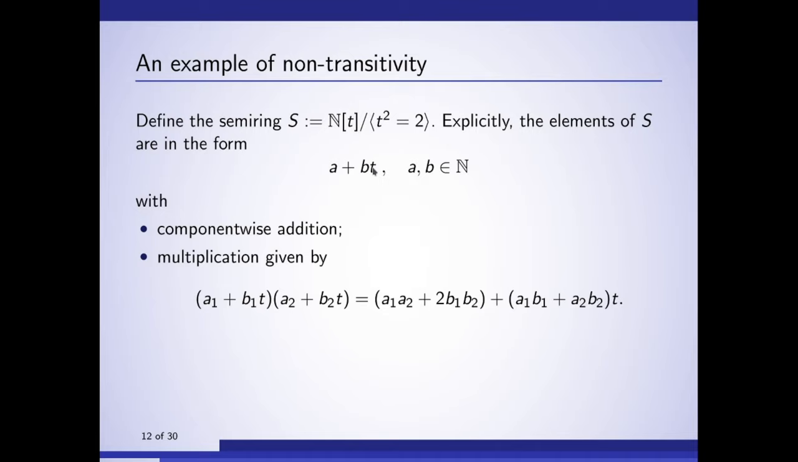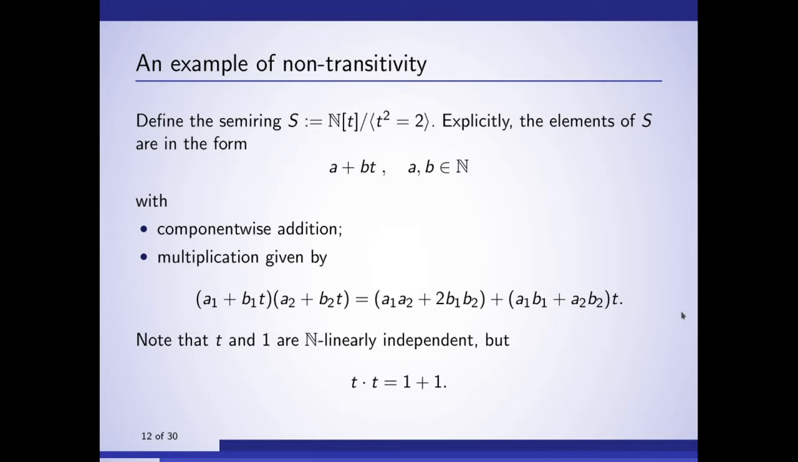So for us, instead, first of all, we want natural numbers, not real numbers, and t squared is 2, not negative 1. We don't have negatives, okay? t squared is 2, okay? But for the rest, there are little sums like this. So, of course, you can sum them by just adding the non-t part and the t part, just like real and imaginary parts. And the multiplication is, as usual, using the distributive law, except that t squared is 2. So you see here, instead of having t squared b1 b2, we get 2 b1 b2. All right?